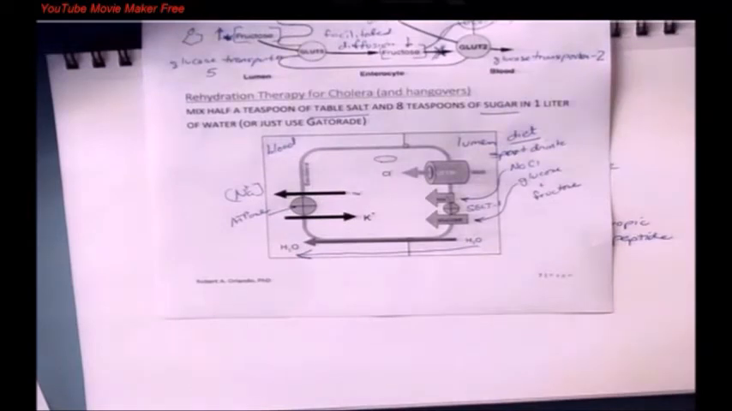So the SGLT1 is just for the glucose. Just for glucose, in that case. In this case, right. Also, we'll have galactose. Maybe some of the sport drinks might have some galactose in it.